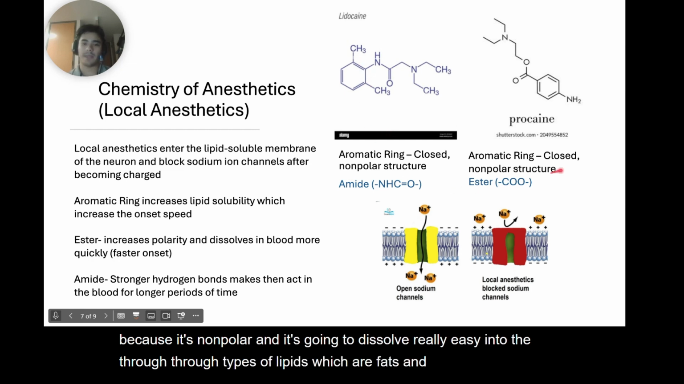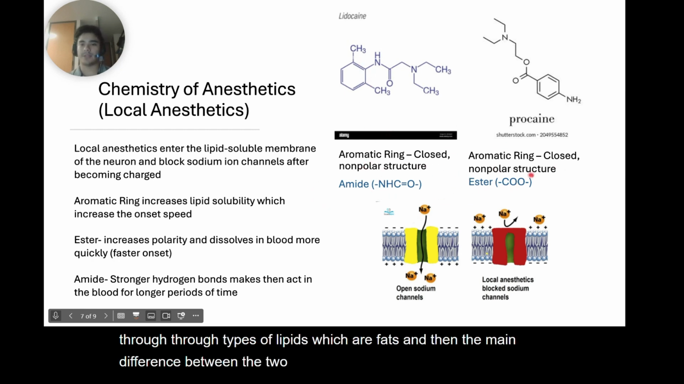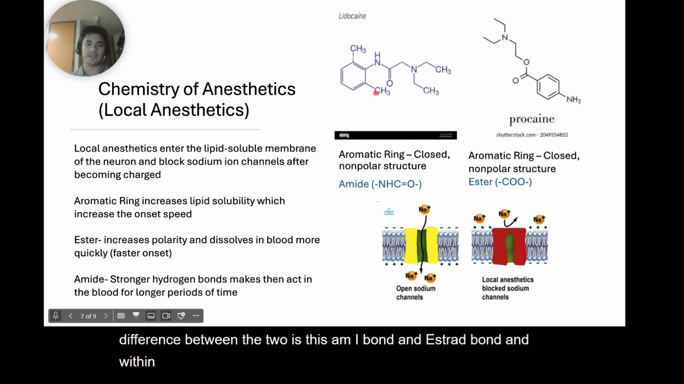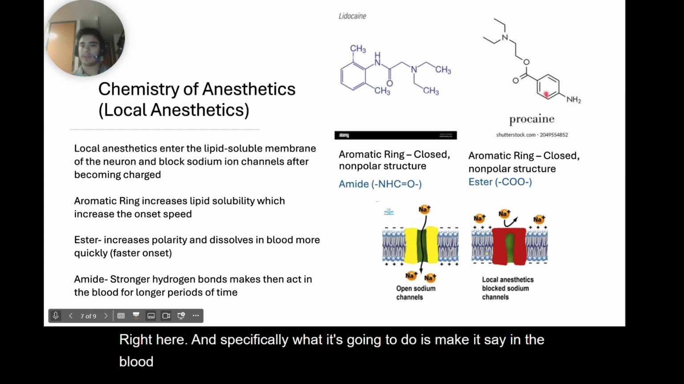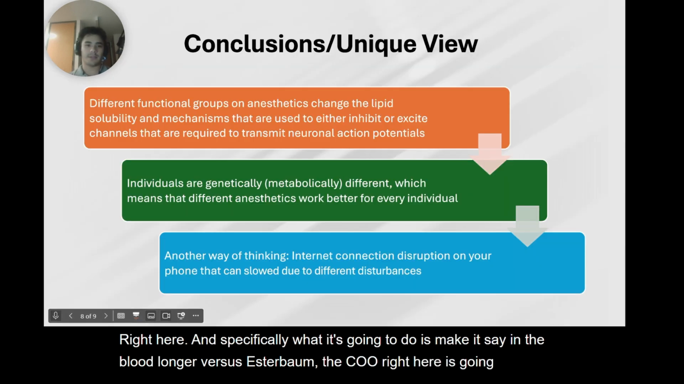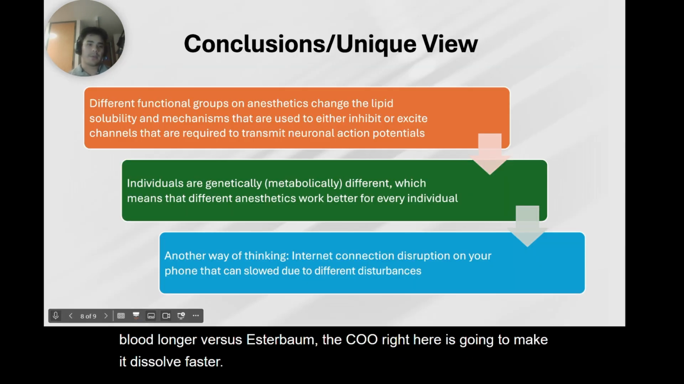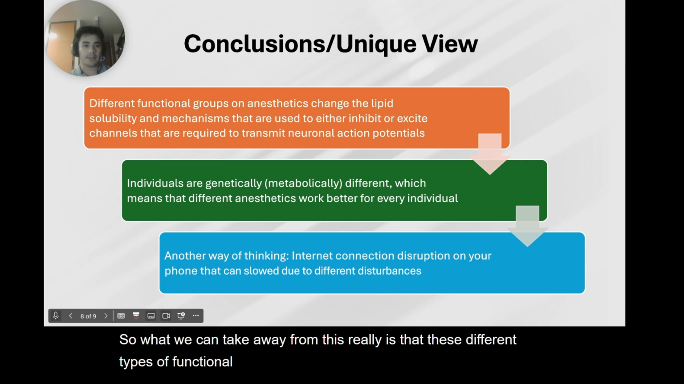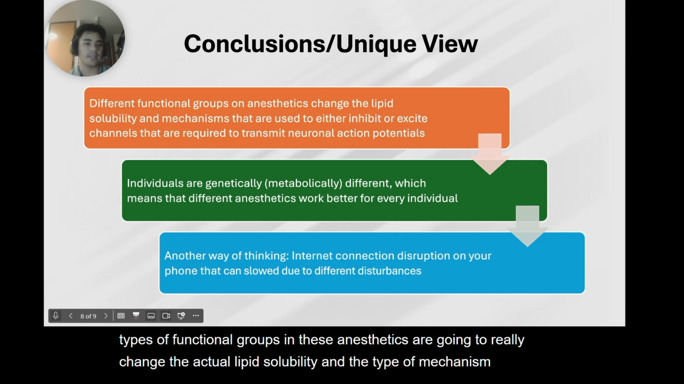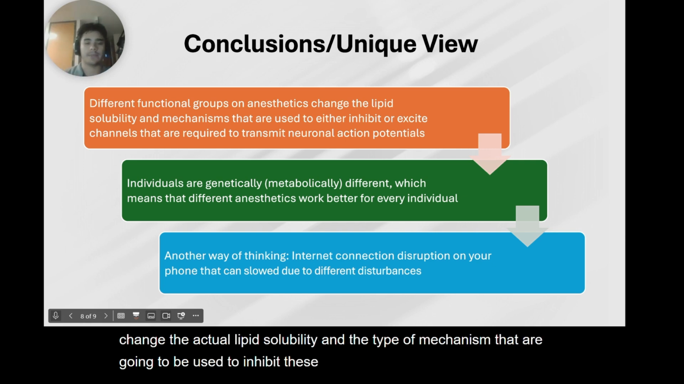And then the main difference between the two is the amide bond and the ester bond. An amide bond is NHC double bonded O right here, and specifically what it's going to do is make it stay in the blood longer, versus the ester bond, the COO right here, which is going to make it dissolve faster. So what we can take away from this is that these different types of functional groups in these anesthetics are going to really change the lipid solubility and the type of mechanism that is used to inhibit these different types of action potentials.